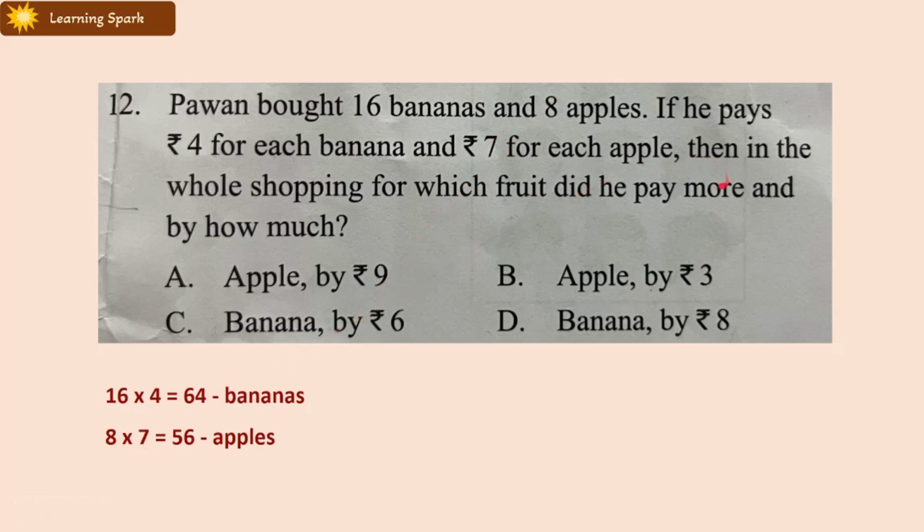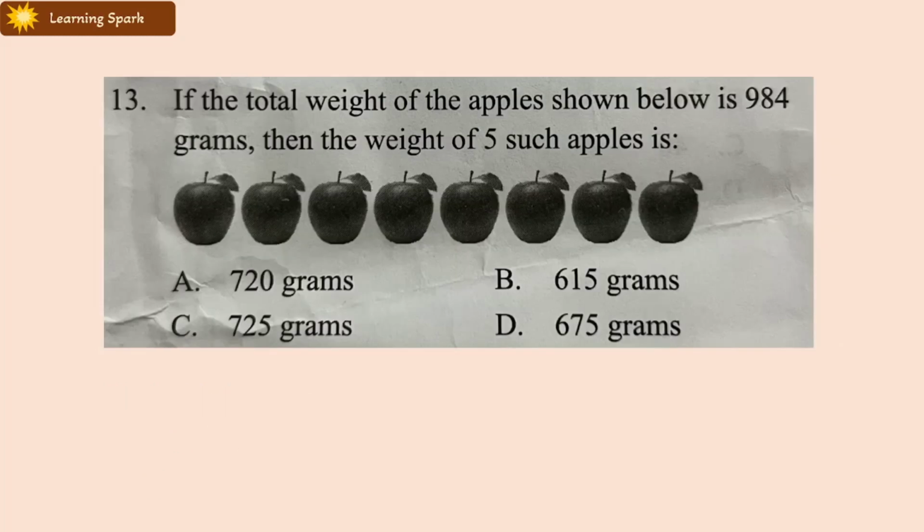Okay, so now the question is which fruit he has paid more for and how much. Okay, so for bananas we can see that he has paid more, and how much? 64 minus 56, which is 8. Okay, so option D gives the correct answer, that for bananas he has paid more, by 8 rupees. Okay, so this is the correct answer. We will be doing question number 13 now.